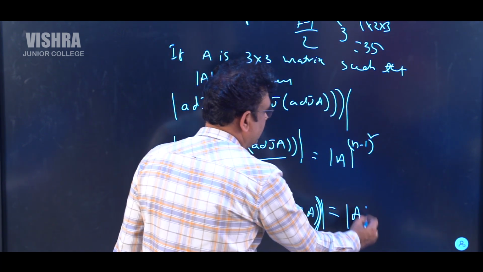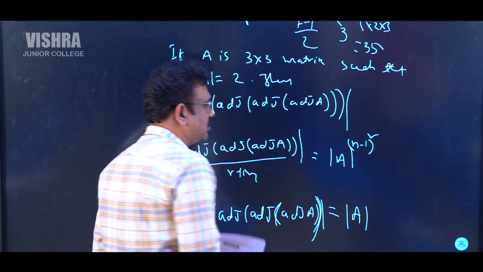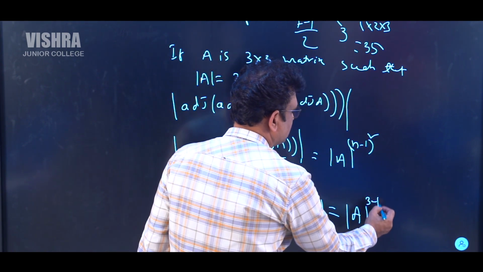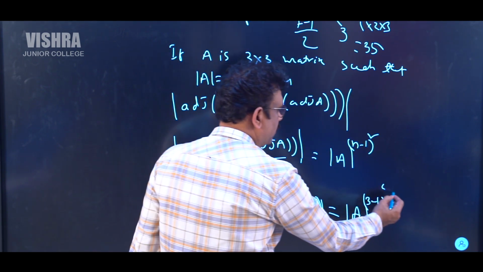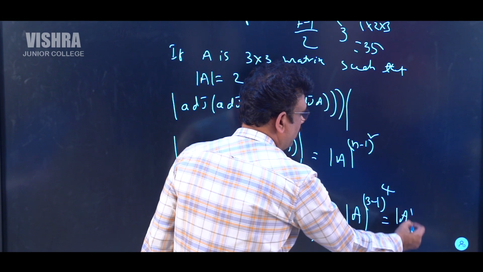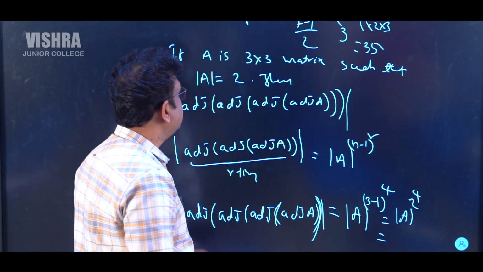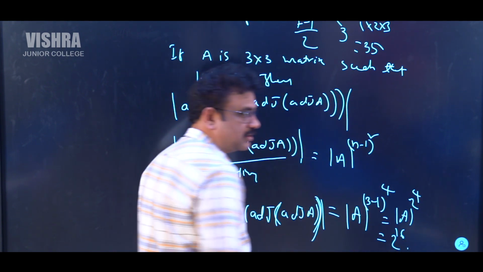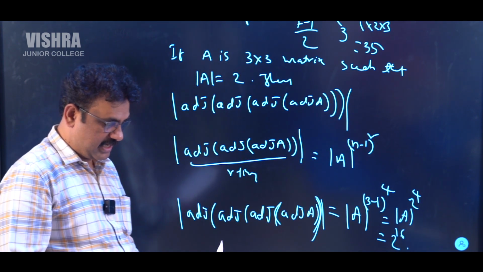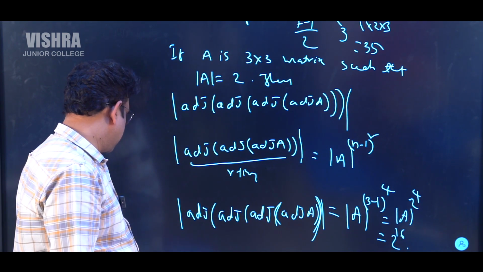So n is equal to 3 since it is given as a 3 by 3 matrix. So n is 3, n minus 1 is 2, and r is equal to 4. So it is det A whole power 2 power 4. Here det A is 2, so the answer is 2 power 16. This is from determinants.